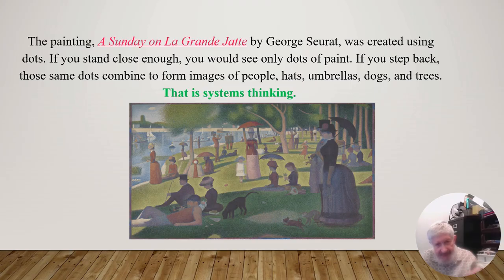The systems approach sees patterns within and between systems. People wear hats and carry umbrellas, but dogs don't. Just thought I would point that out.